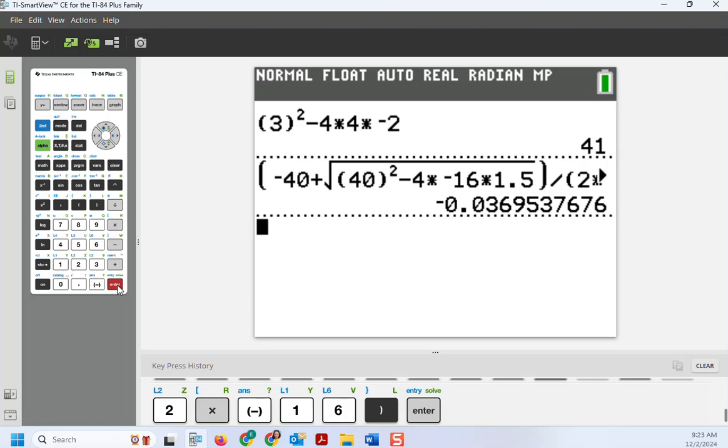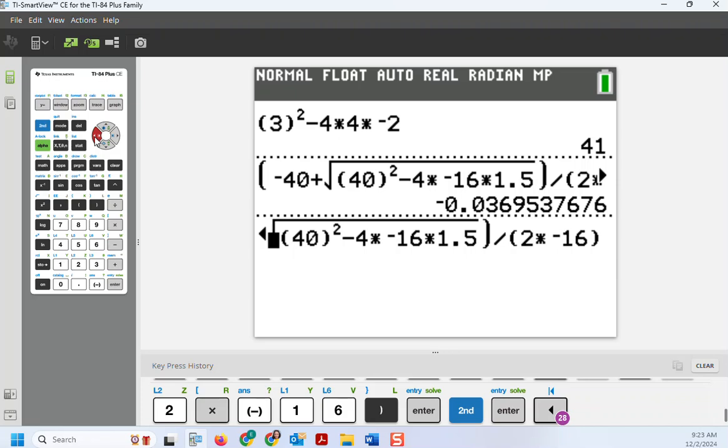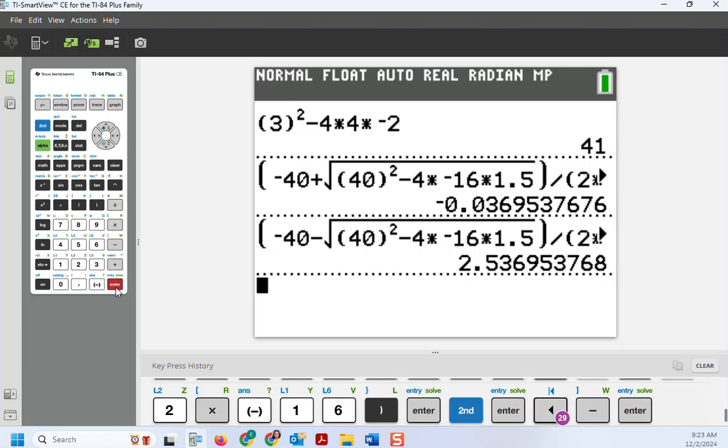To get back to that, if I press second, enter, it will take me back to what I just typed. Second, enter. And now I can go back and change my plus to a minus. Remember how it's plus or minus the square root? I'm going to go back and change my plus to a minus. That one right there. Change it to minus and press enter. This is my second answer, 2.54 seconds. This is the answer that makes more sense. 2.54 seconds. And so that's the one that I'm going to keep.